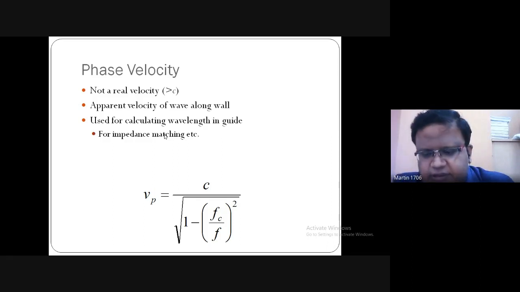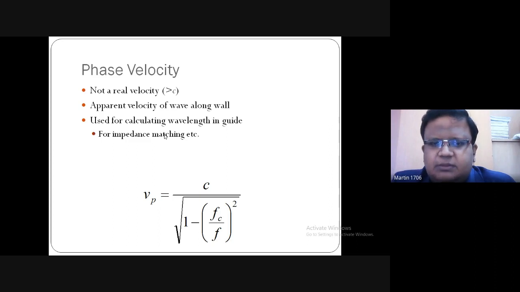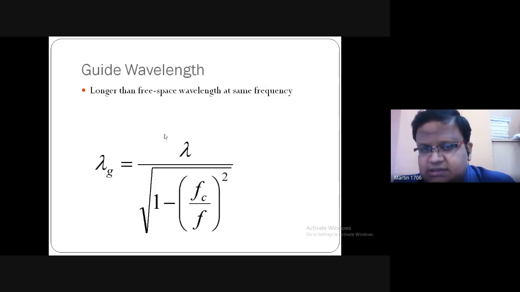So the phase velocity is directly proportional to the velocity of light. In the denominator, two frequency components have been given: Fc is the critical frequency, and F is your operating frequency. If the two match, then your velocity rate will be fixed. Similarly, the guided wavelength is also given. The guided wavelength is equivalent to the wavelength of your waveguide: lambda divided by the root of 1 minus (fc by f) the whole square.